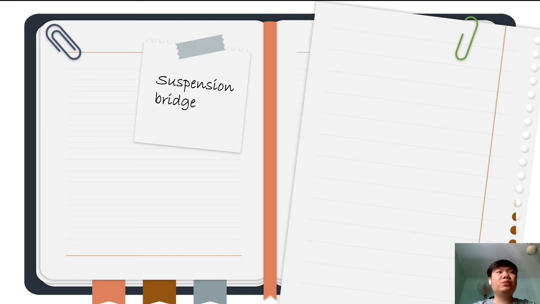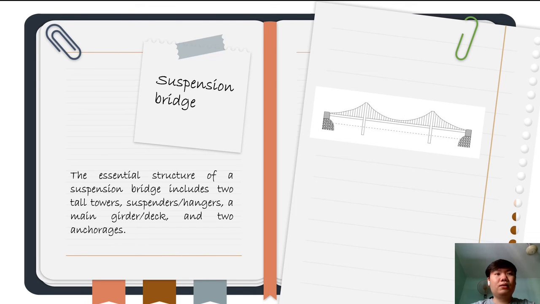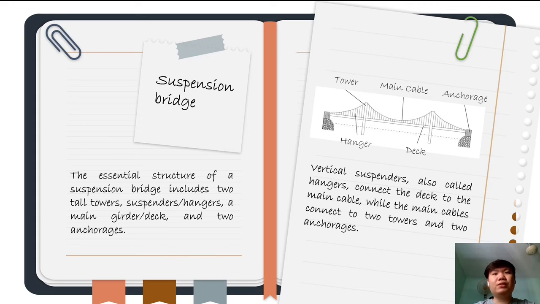A suspension bridge is thus the inverted version of an arch bridge. The essential structure of a suspension bridge includes the two towers, suspenders or hangers, a main girder or deck, and two anchorages. Vertical suspenders, also called hangers, connect the deck to the main cable, while the main cables connect the towers to the anchorages.